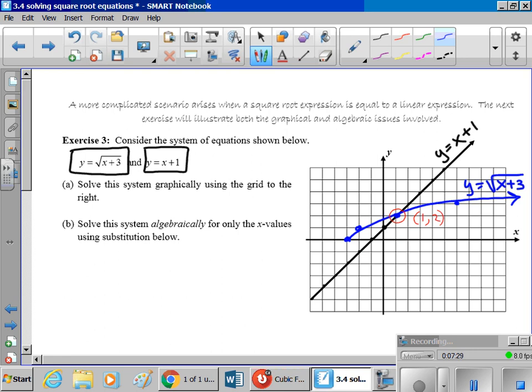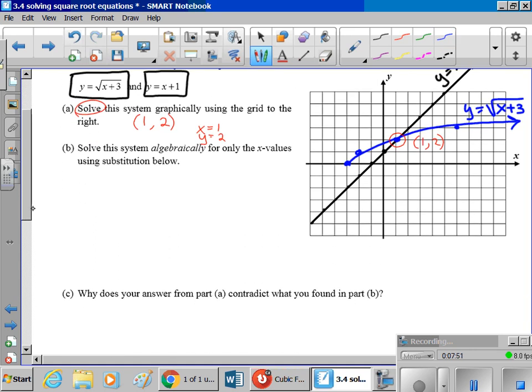Solve the system of equations graphically using the grid. So it says to solve this, so make sure you are putting down what your answer is. So the solution is 1, 2. Remember what this means. X is equal to 1, y is equal to 2. There's only one value of x. So B says now solve the system algebraically. So let's see what happens when we set these two equal to each other and we solve this algebraically.